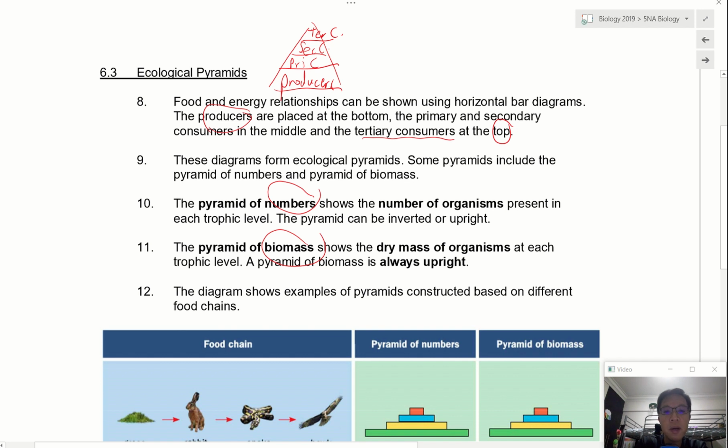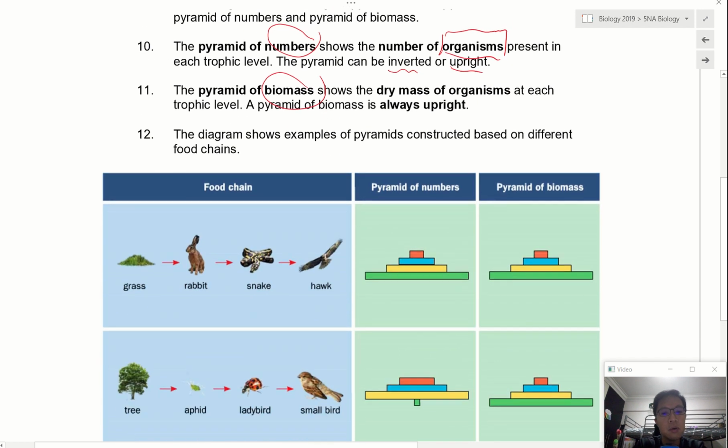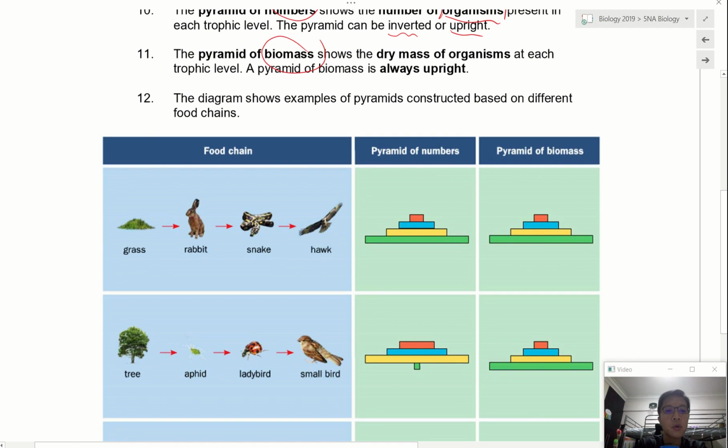Pyramid of numbers, basically you just want to show how many organisms there are in the ecosystem. The pyramid can be inverted, can be upright. So let's take a look at the example below. For example, in the first food chain, we have our grass, our producer. So I'm going to just put here grass.